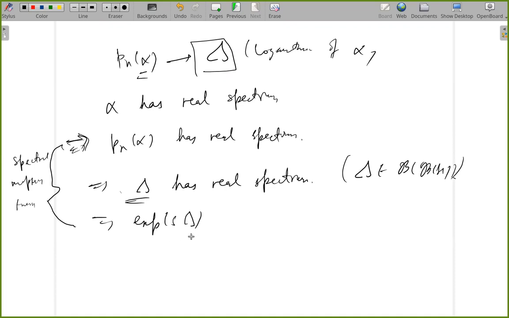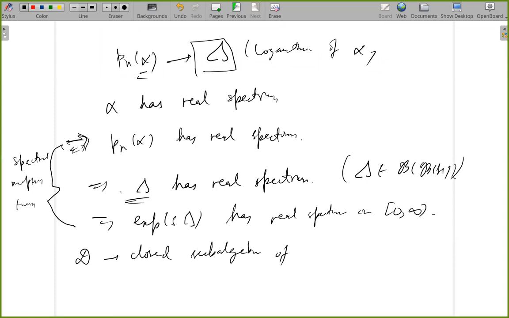So this has real spectrum, and even more strongly in here. Now we define this D, which is the closed subalgebra. So it's a Banach subalgebra of B of H generated by ad L and I of B of H. So identity. So ad L and this. Yeah, so D is the subalgebra generated by ad L and this.